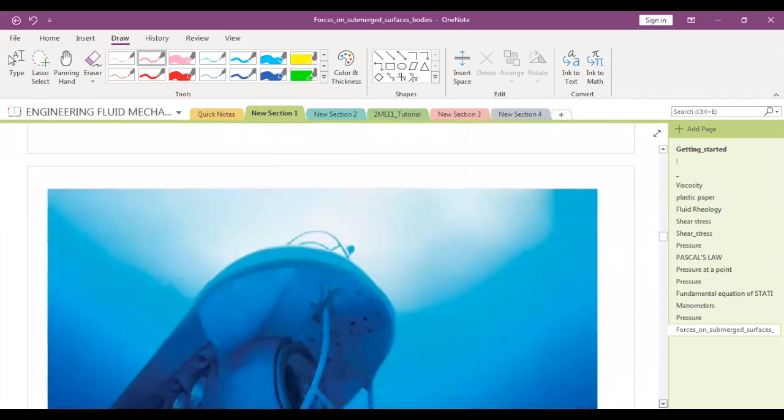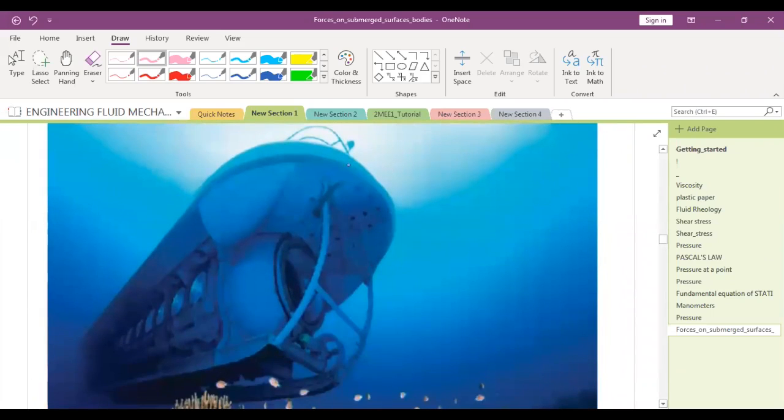Now this is a submarine. And what do you think? What are the surfaces in this case?